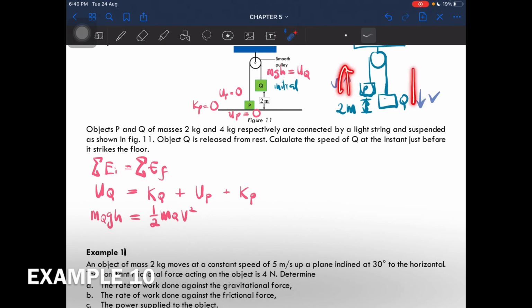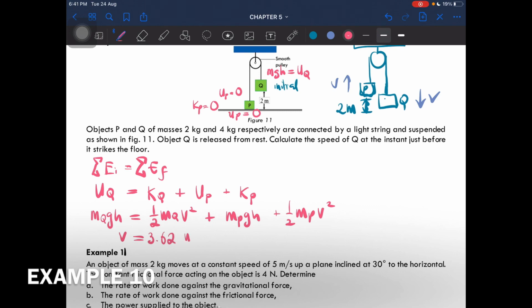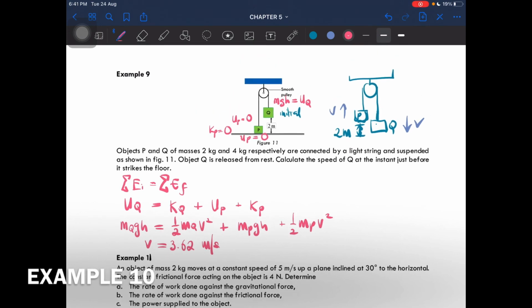Similar to acceleration, when one goes down, the other goes up with the same magnitude. So UP is mP g h plus half mP v squared. Just substitute all the values and rearrange. You should be getting the velocity of Q, the velocity to be equal to 3.62 meters per second. So that is example number 9.